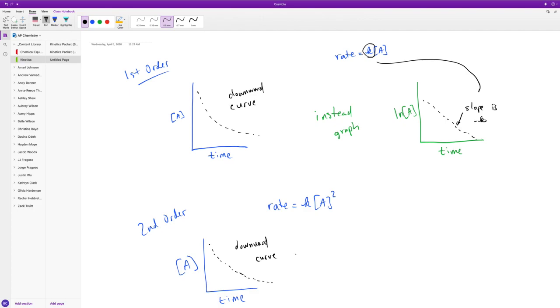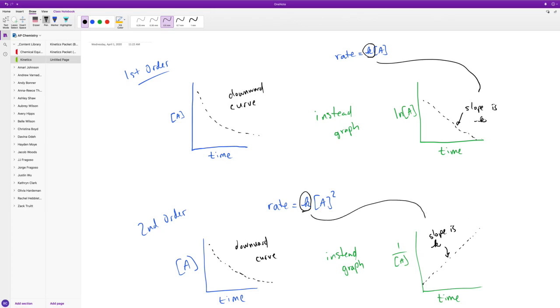And if you instead use your data and instead you graph the reciprocal of concentration over time, you will get a line going upward, and the slope of this line is actually the rate constant K. Okay? That same K from the differential rate law will show up in this graph.